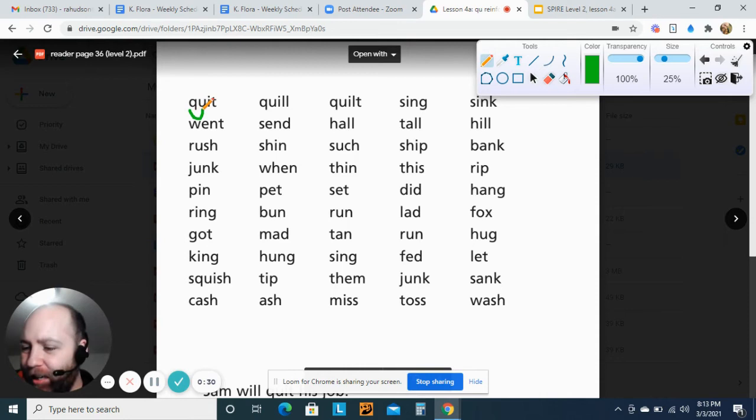All right. Why does the U say w instead of u? Well, the reason why is because that U is attached to Q and it's acting as a consonant team. Okay, so it's not a vowel sound, but part of the consonant team in that it says kw. All right. Now let's go ahead and read this word. We have quit.